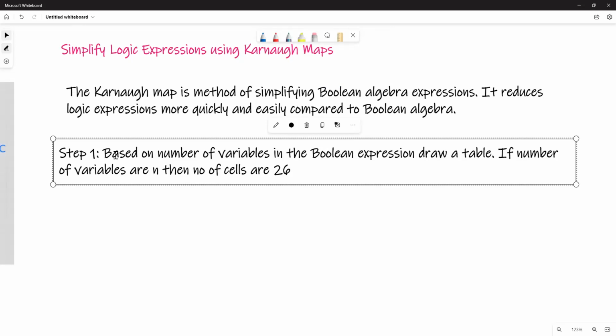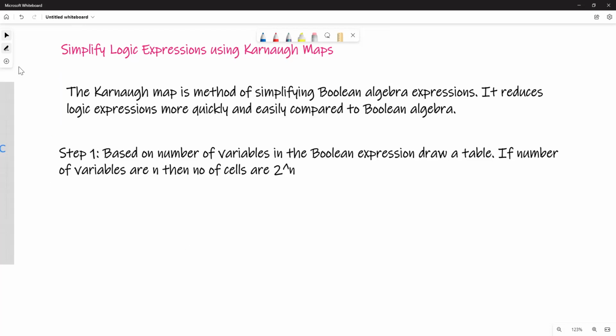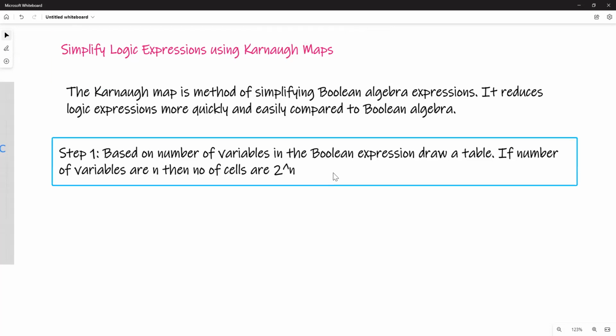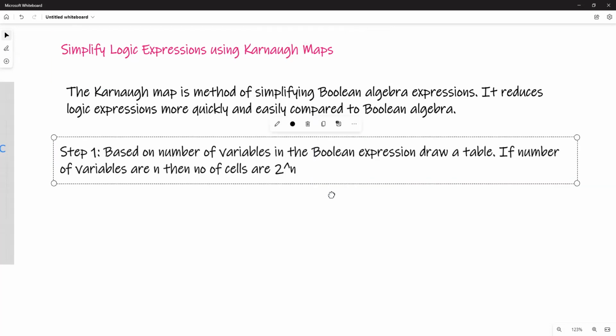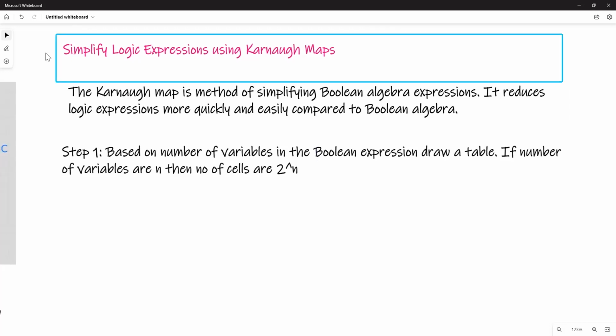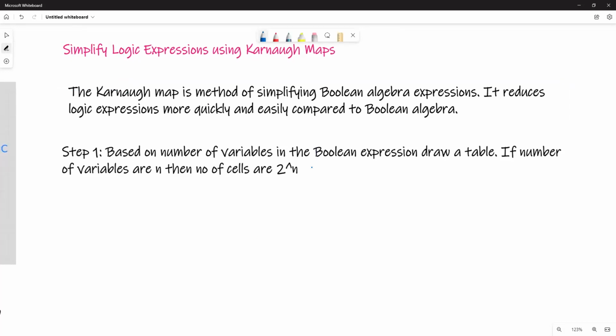I will put a hat mark, but you don't have to. You can say 2 to the power n, right? So that means if you have one variable, you need 2 cells. If you have 2 variables, you need 4 cells. If you have 3 variables, you need 8, and so on.